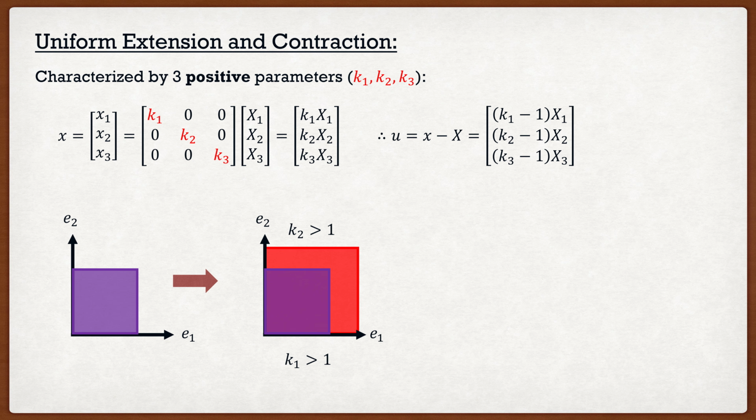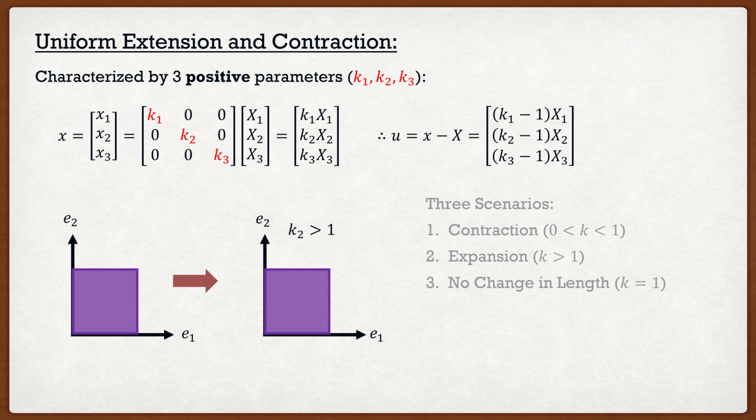Now what I'm going to do to illustrate playing with these parameters is keep K2 greater than 1, and play with the horizontal direction K1. So right now it's extended, meaning K1 is greater than 1. If I were to set K1 equal to 1, then we can see that there's actually no change in length in that horizontal direction. And as you may have guessed, if I were to take K1 as less than 1 but greater than 0, we can see that instead of extension, it is now being contracted or compressed in that direction.